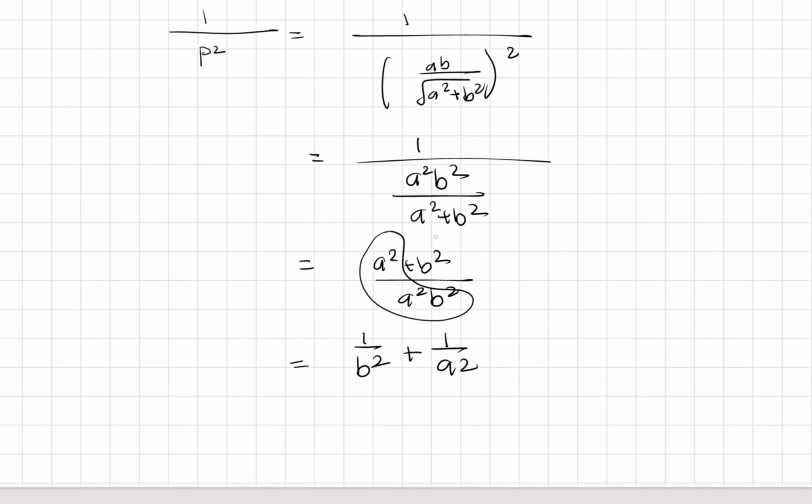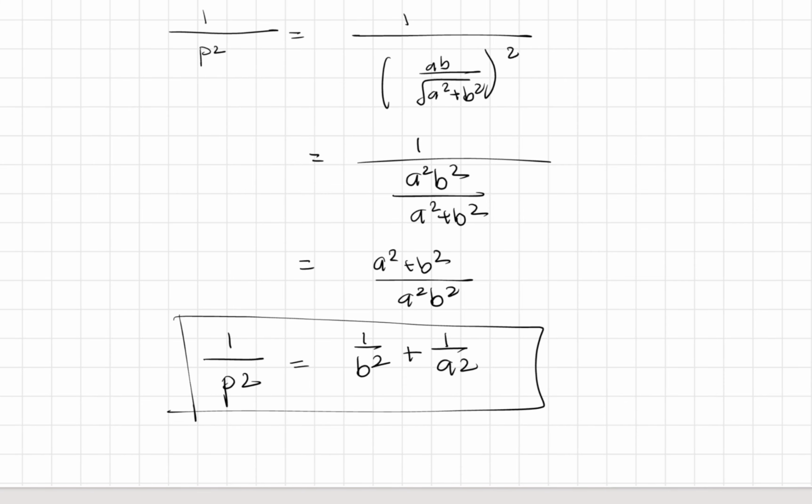Taking this part and putting them into two terms. So therefore, we have proved 1 over p squared is indeed equal to 1 over b squared plus 1 over a squared.